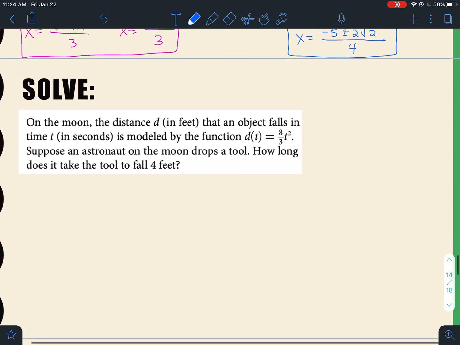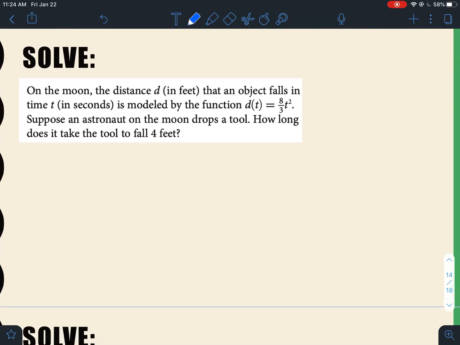All right, let's look at a real-world example. So on the moon, the distance, d, in feet that an object falls in time, t, in seconds, is modeled by the function d of t equals 8 over 3 t squared. Suppose an astronaut on the moon drops a tool. How long does it take for the tool to fall 4 feet?